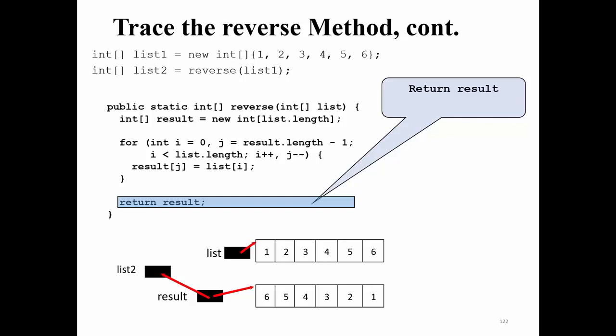Yeah. So once you end up, you can see that list 2 is equal to reverse list 1. Reverse will return a new array of integers and assign it to list 2. So list 2 and result are actually alias names to the same content. But the result is local and will be destroyed, and you will end up with list 2 pointing to the new array.